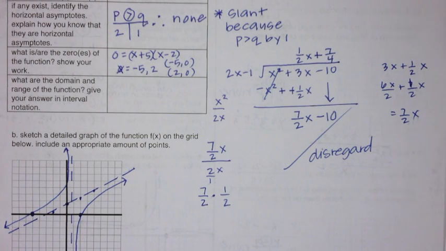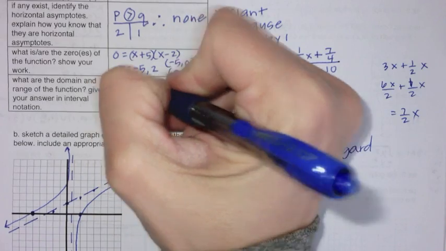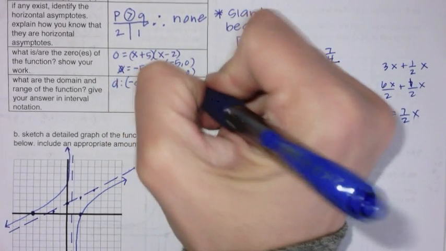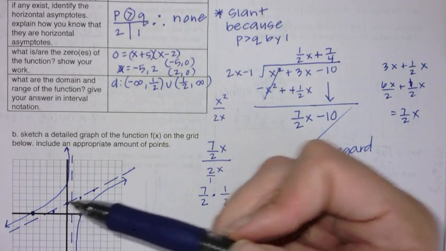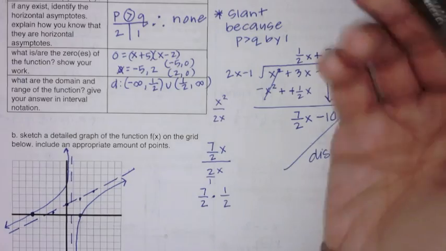I didn't have to do step 7, those additional points, but I do need to do my domain and range. So the domain, negative infinity to 1/2, and then 1/2 to infinity. The only thing it's not being able to equal is the vertical asymptote. And we can also see that from our equation.